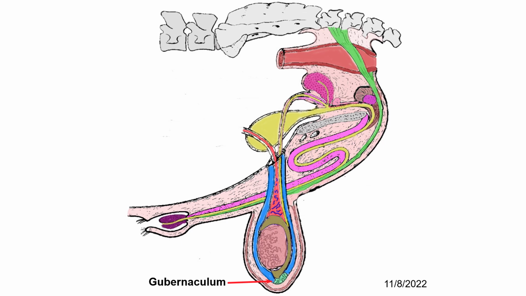So again, the gubernaculum functions to keep the testes from twisting around. So imagine the testes is hanging down. What happens if it starts twisting around? The blood supply will be constricted. This is really important. The gubernaculum is important to keep that from happening.